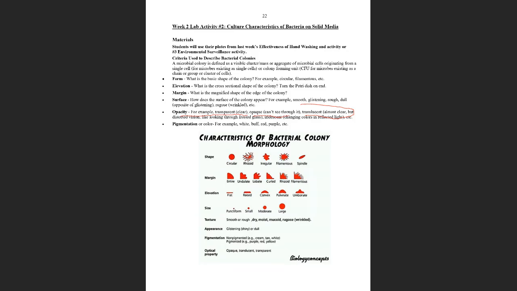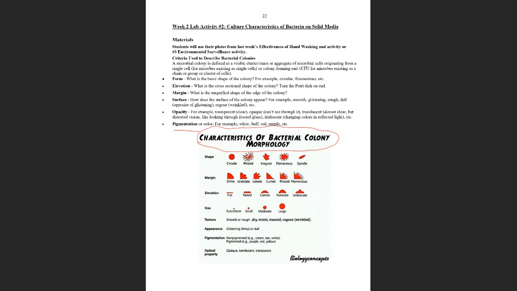Is it iridescent, meaning does it have very special shiny things to it that are reflecting the light? Does it have any color, pigmentation? That's another thing we look for. Okay, so form, elevation, margin, surface, opacity, pigmentation. What are these called? Colony morphology, or colony characteristics. And this is what we mean by that.